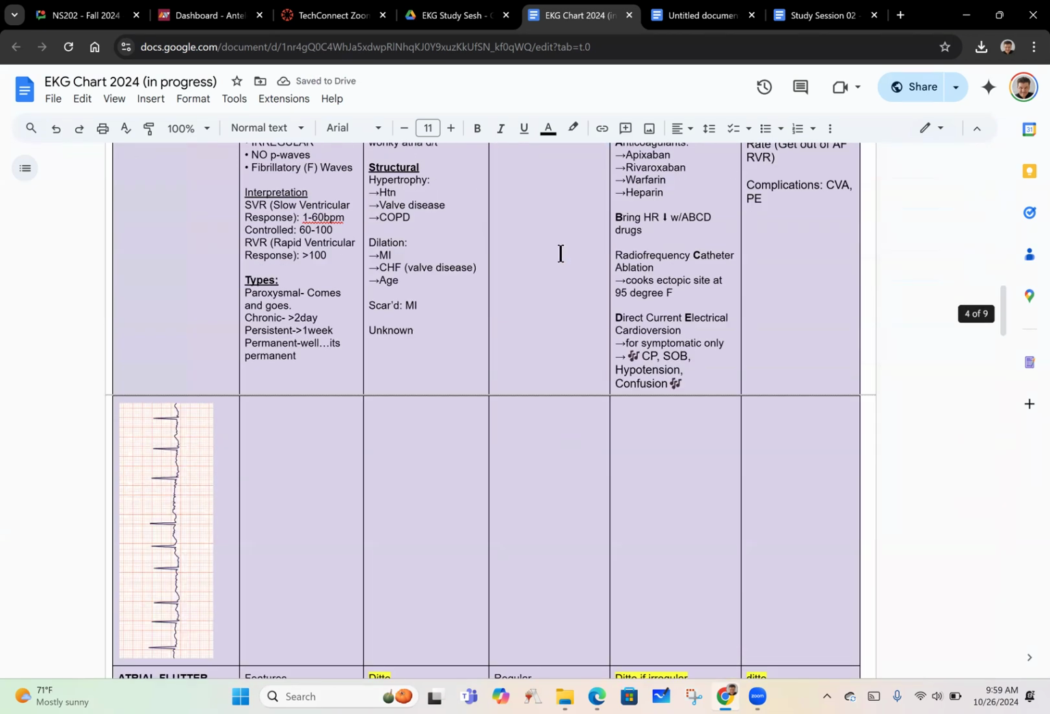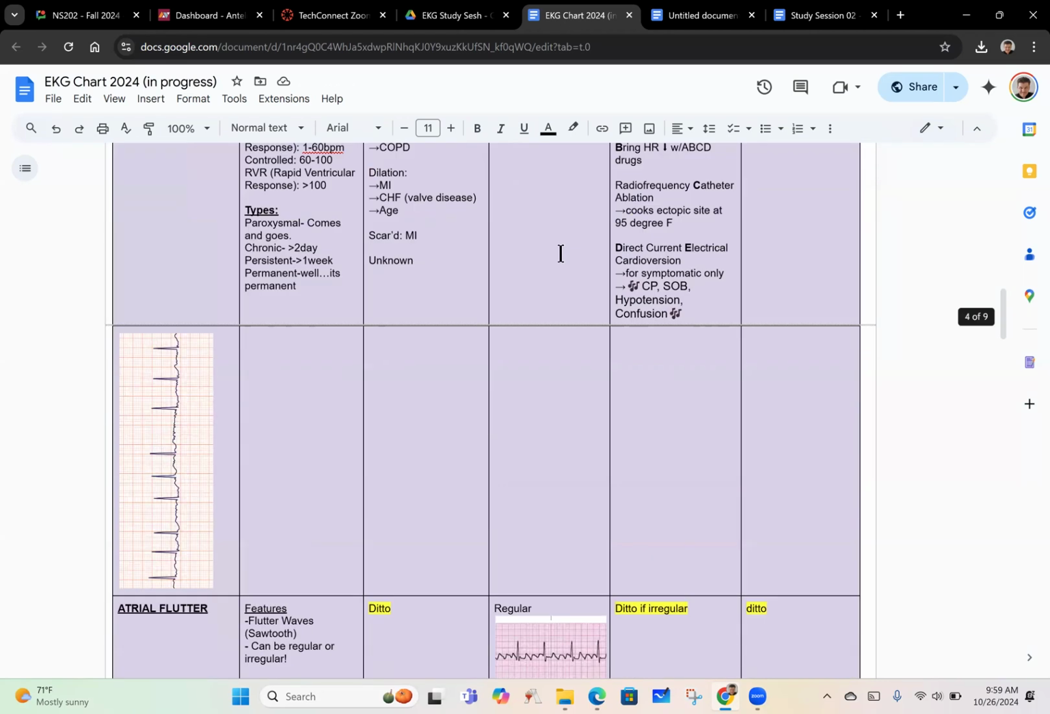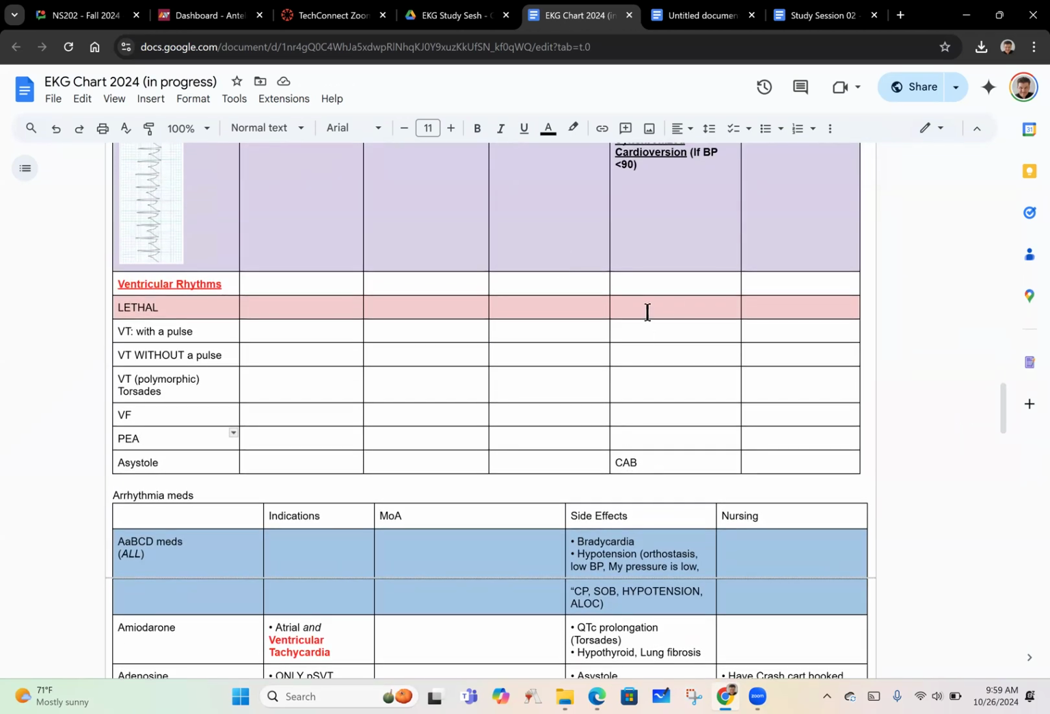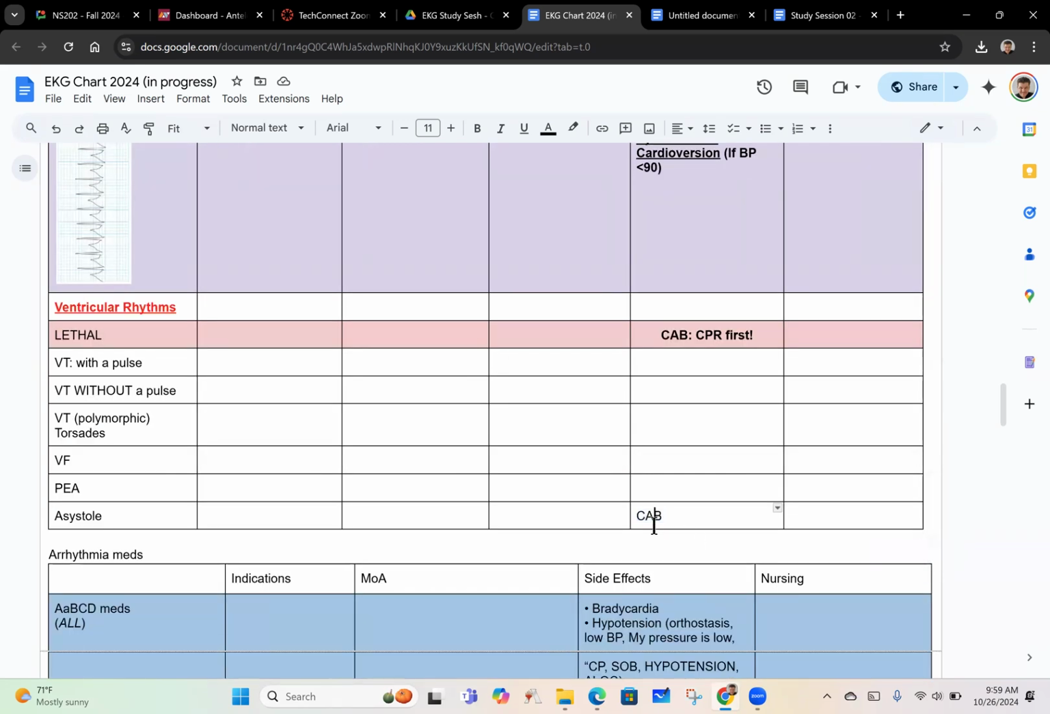So with this column right here, which was treatments, you can see the priority for all lethal rhythms is CAB. It was ABCs, airway, breathing, circulation. Now it's CAB, circulation first. That means CPR first, and then airway and breathing. So for asystole and PEA, it's just what? Good, CPR and epi. That's it. There's nothing else. Nothing else works.